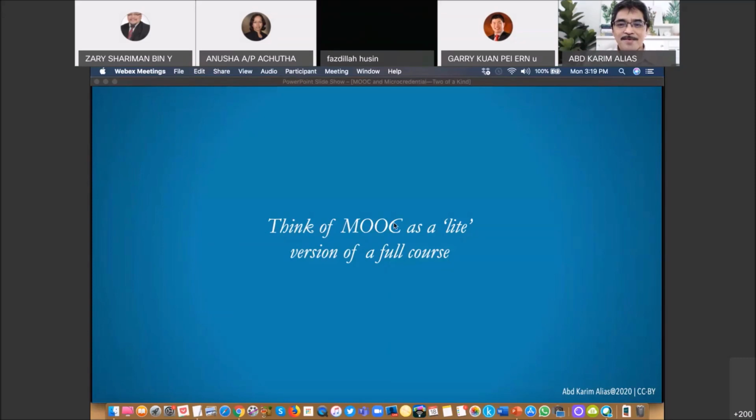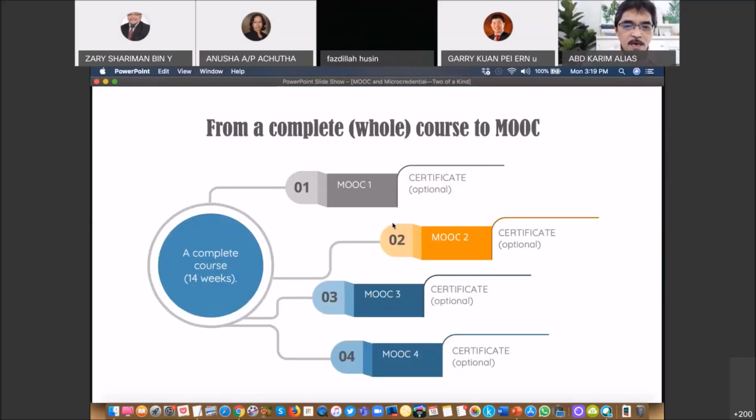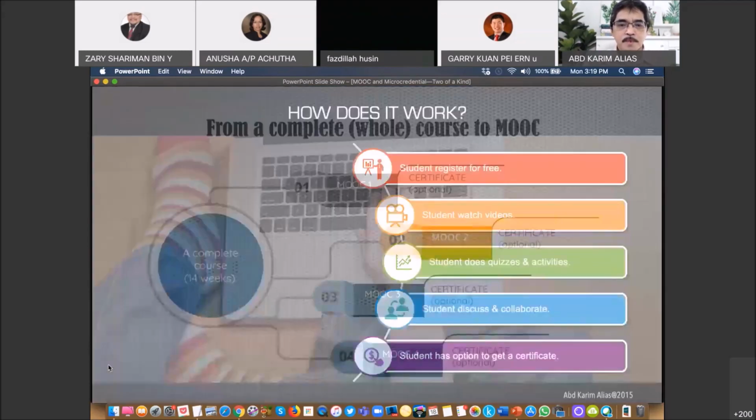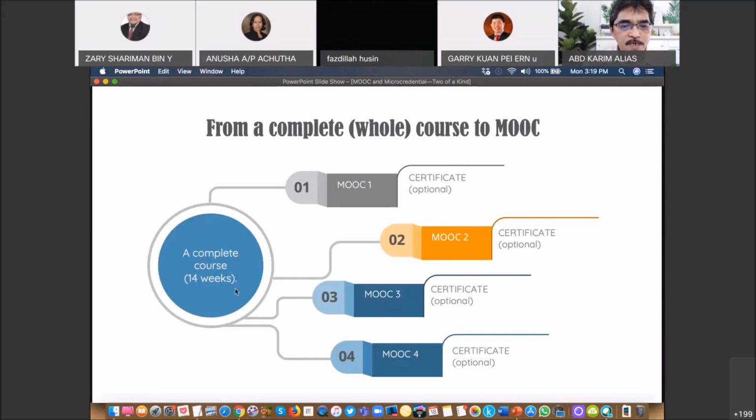Now, look at this diagram. So let's say we base on a 14 weeks academic course. I'm talking about academic course, but it can also be a short course or certificate course that you offer. So that 14 weeks course, you can break it up into parts. So you can offer MOOC 1, MOOC 2, MOOC 3, MOOC 4. So these 4 MOOCs come from the content of the 14 weeks.